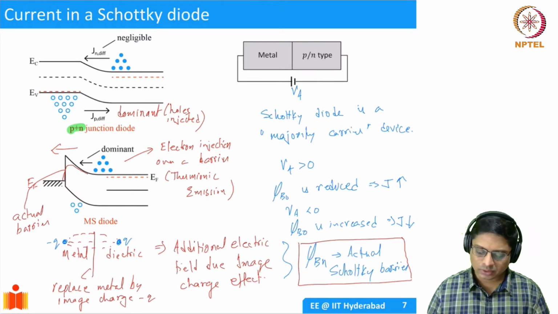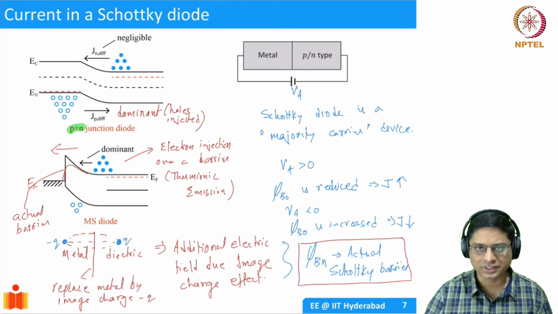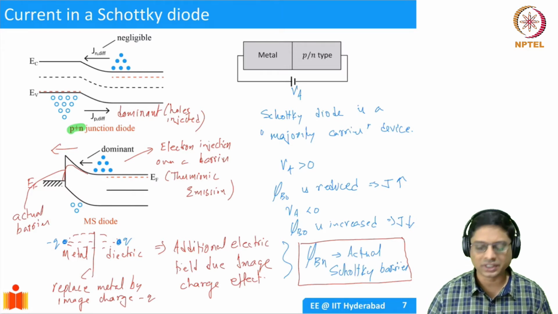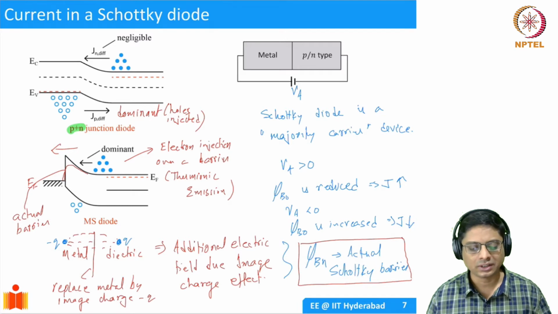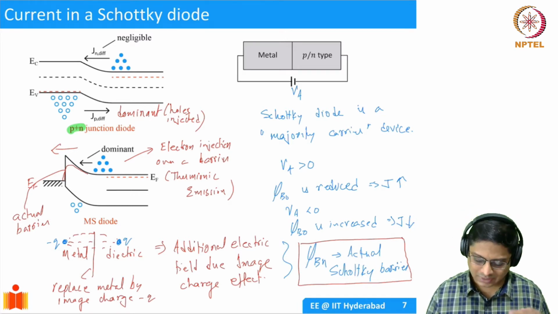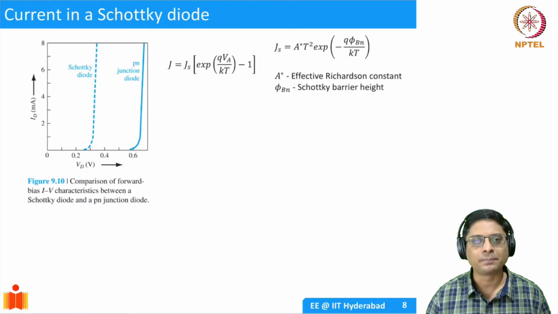Now, if you apply voltage, the barrier is going to be reduced further, so there's going to be larger current. And if you increase it in the reverse direction, the barrier is going to increase, and in effect no current flows. There's going to be some leakage current. We won't derive an expression for the current; we'll simply show you the final answer.